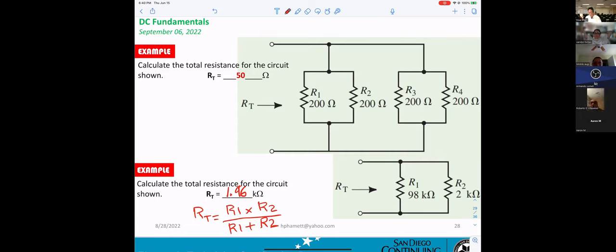Okay, so is this 1.96? Is that the right answer? Yes. Okay, there you go.